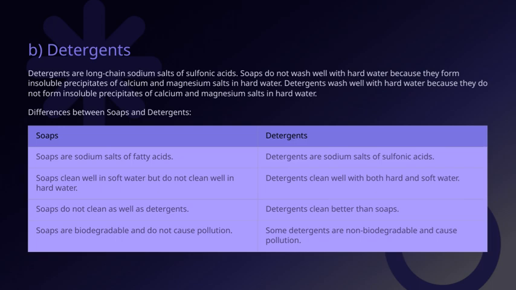On the other hand, detergents are different chemically. They are sodium salts of sulfonic acids. This small but important difference means that detergents perform much better in hard water. Unlike soaps, detergents do not form insoluble precipitates with calcium and magnesium ions, so they wash well in both hard and soft water. Now, looking at their cleaning performance, soaps tend to clean well only in soft water.